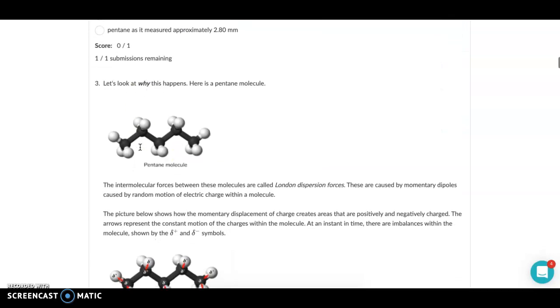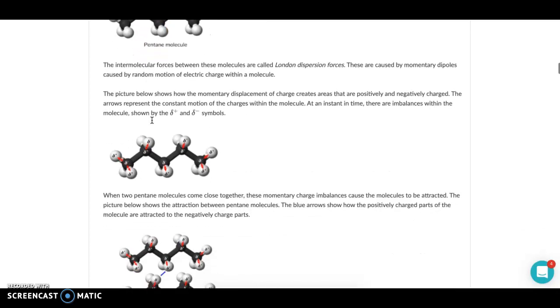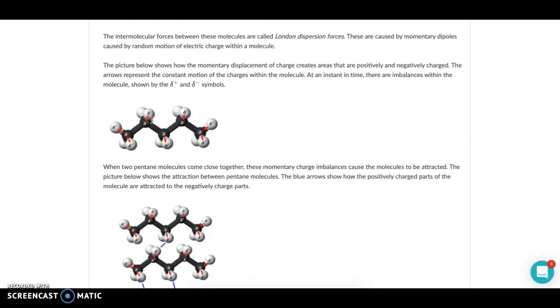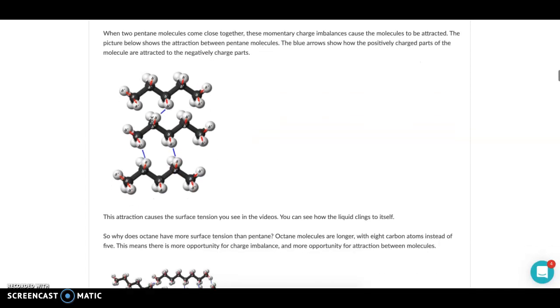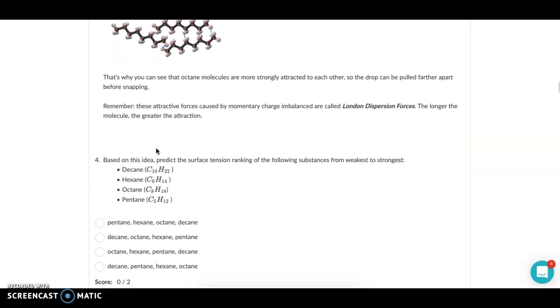Now, number 3 here, you're going to get a lot of information in this section about intermolecular forces, and this talks a lot about the London dispersion forces that are at play. So it looks at the molecules here first for pentane, and then it looks at octane, and it starts to compare those. So it compares the London dispersion forces of a smaller molecule compared to a larger molecule.